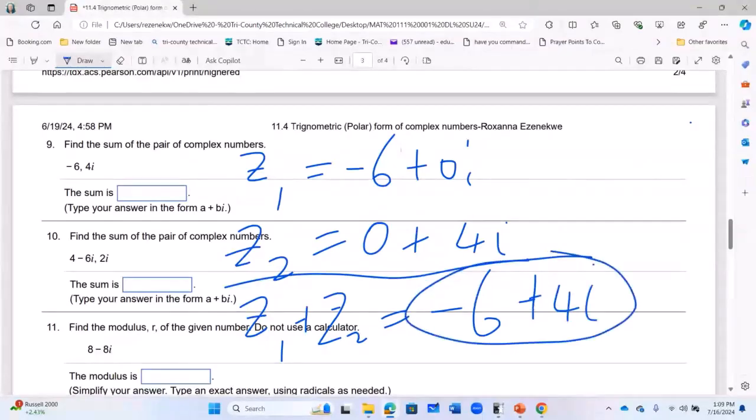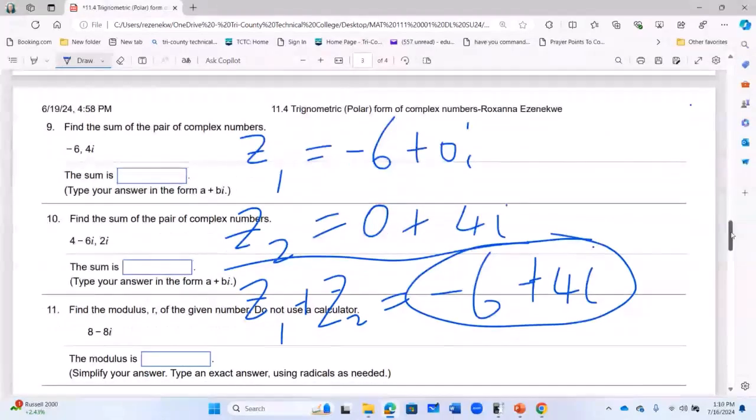Find the sum again. So I'm not doing number 10, I just did it. It's just the same. Find the sum of the pair of complex numbers. You can just add that.